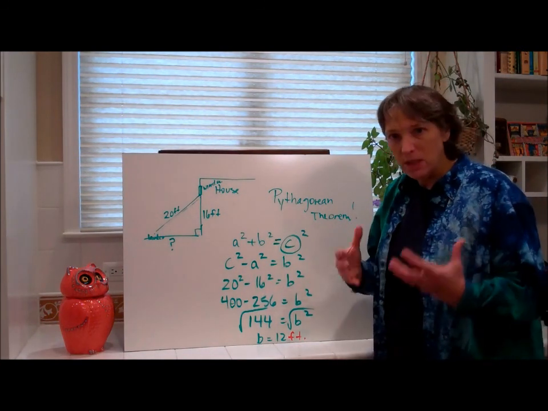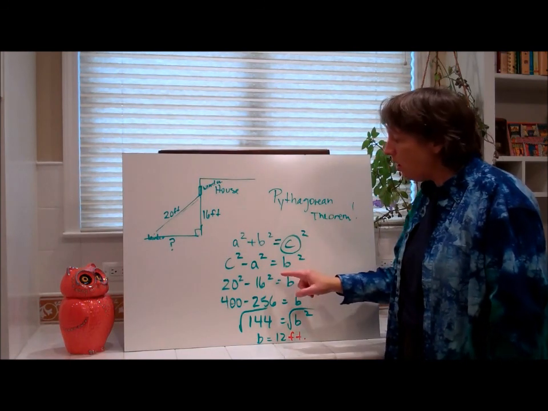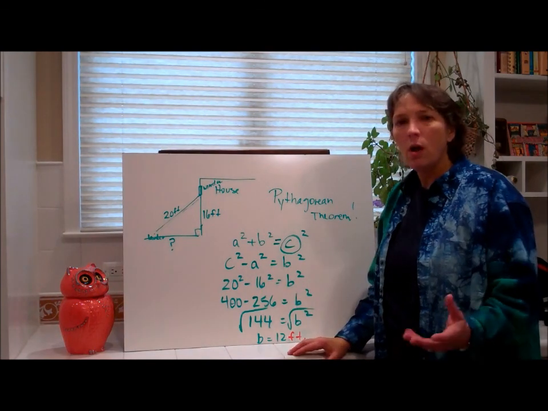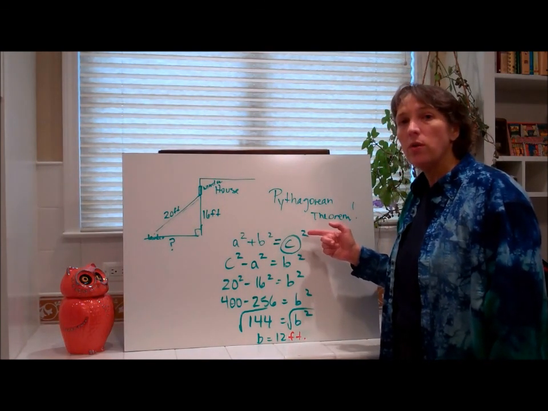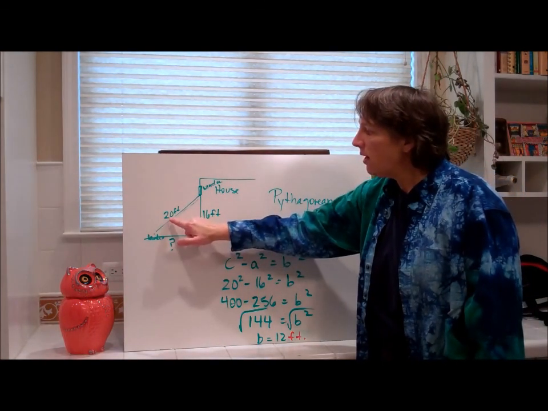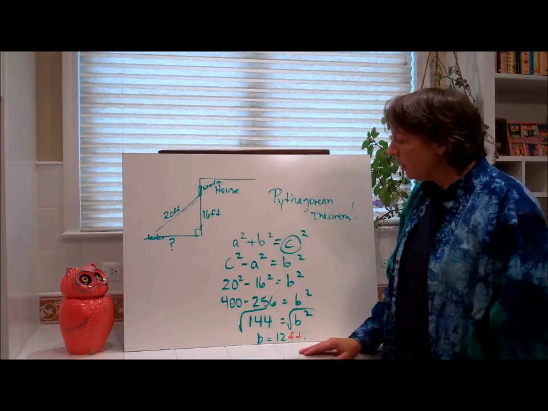And you may say, but Mrs. Cohen, do I have to write this, a squared plus b squared equals c squared, if I already know that I need to use c squared minus a squared equals b squared? No, you don't have to write that. I'm just showing you that so you can see it. And I circled the c so that I'm identifying to you that we have the hypotenuse. And then you just plug in the numbers.